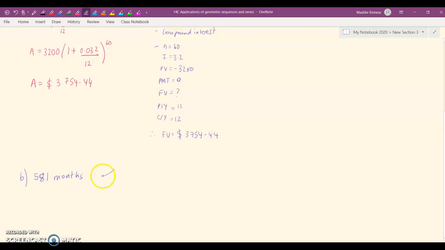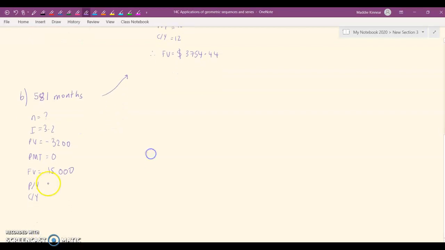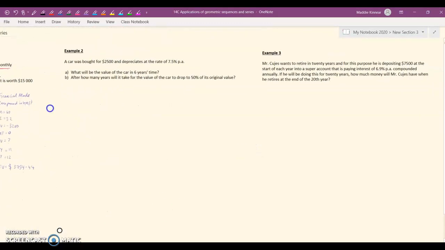And again, you would write your workings out in a similar fashion. So we would have n equals question mark, I equals 3.2, PV equals negative 3,200, PMT equals 0, future value this time will be positive 15,000, per year and C year are both going to be 12, and therefore we got n was approximately 580.1 months, so therefore we said it would take 581 months to reach $15,000, and you would write that into a sentence.